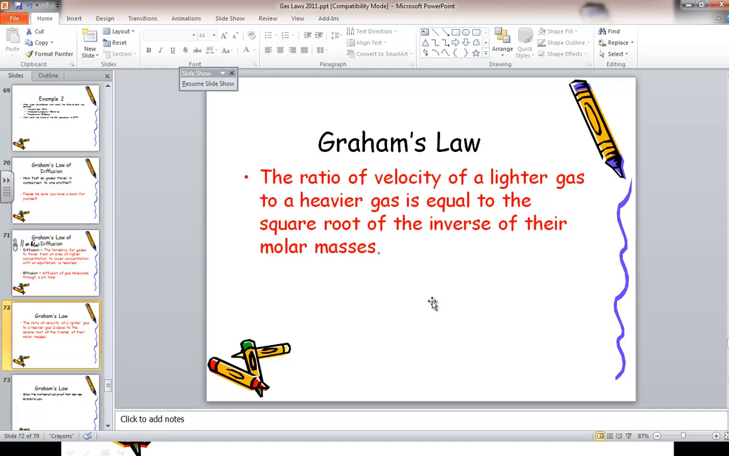The ratio of velocity. How fast is one gas moving compared to another? If you don't like the word velocity, just think of it as speed. The ratio of speed, the ratio of velocity of a lighter gas based on its molar mass compared to a heavier gas based on its molar mass. We can calculate that ratio of velocity by simply taking the square root of the inverse of their molar masses. I know Graham's law is a mouthful to say, but it's actually quite easy to use.